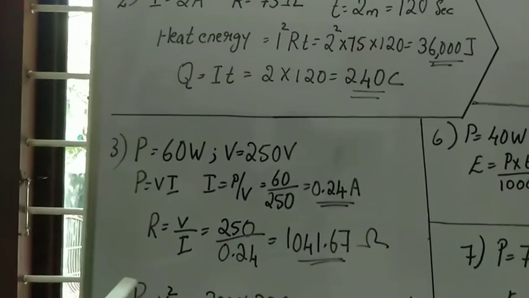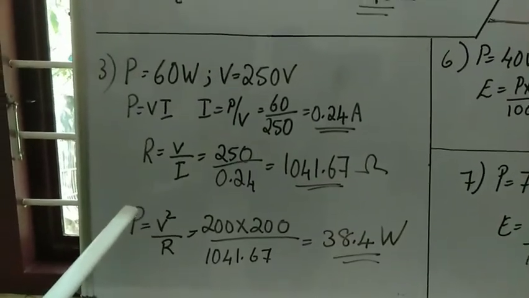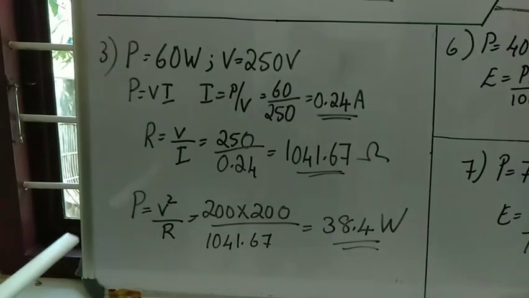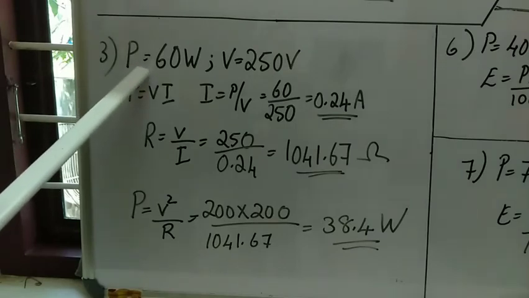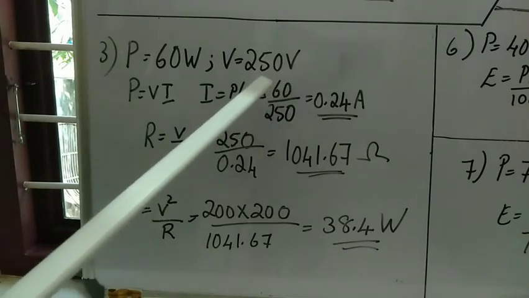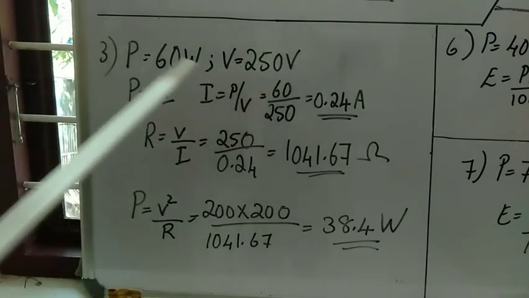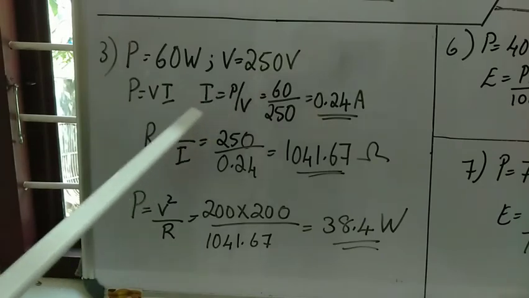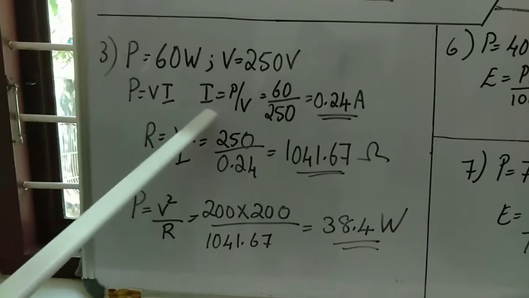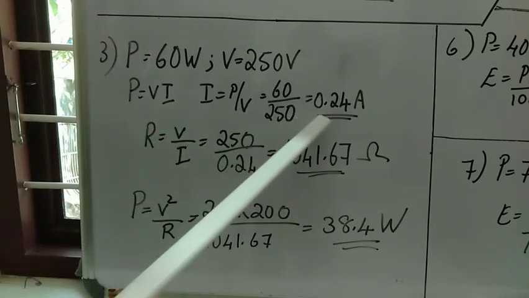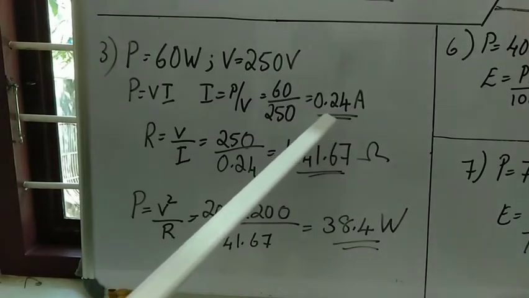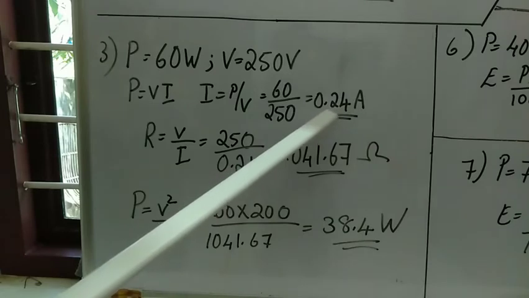If the line voltage falls to 200 volt, how is the power consumed by the lamp affected? So here we have to consider two cases. Initially, power of the lamp is given 60 watt and the voltage is 250 volt. Potential difference is 250 volt. So using this power and voltage, first we need to find the current through the circuit. So P is equal to VI, I is equal to P by V. We calculate the current in that circuit is 0.24 ampere.